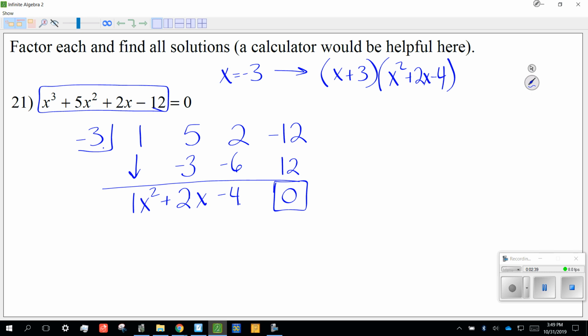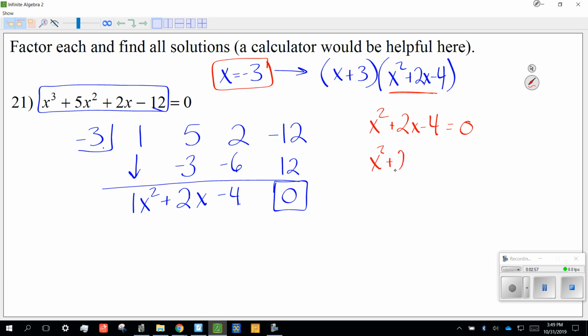Now we have to do the part where it says find the solutions. Okay, so that's the factoring, but we need the solutions. One of those solutions we already found from the graph, x equals -3. To get the other ones, we need to know when x squared plus 2x minus 4 equals 0.